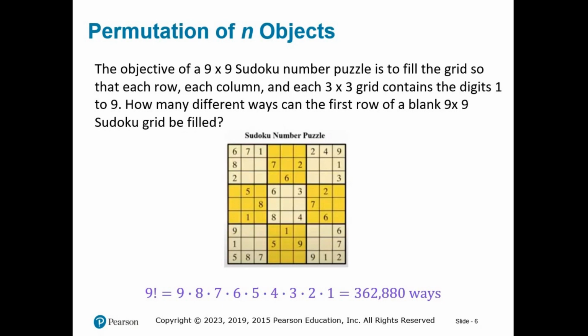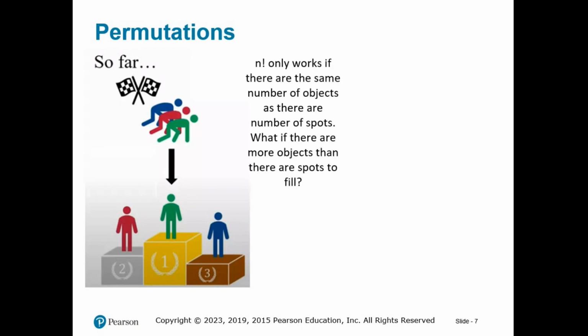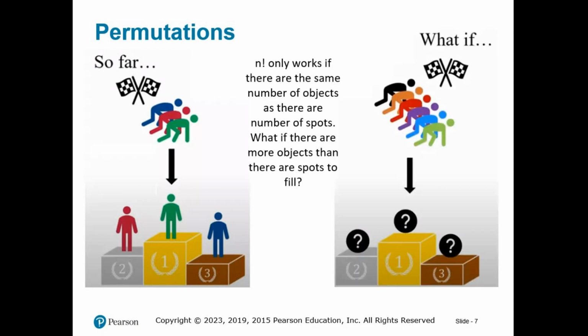And if you think about it, it makes sense because you would have 9 ways for the first blank, and then you would have already used up one number for when you get to the second blank, so you would only have 8 more numbers to work with. That's how factorial works. Okay, so far we've looked at situations where we could use n factorial, and they all had something in common: there were the same number of objects as there were spots to fill. What if there are more objects than there are spots to fill in this example?